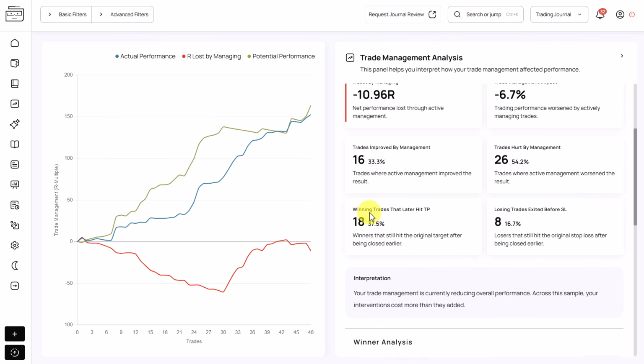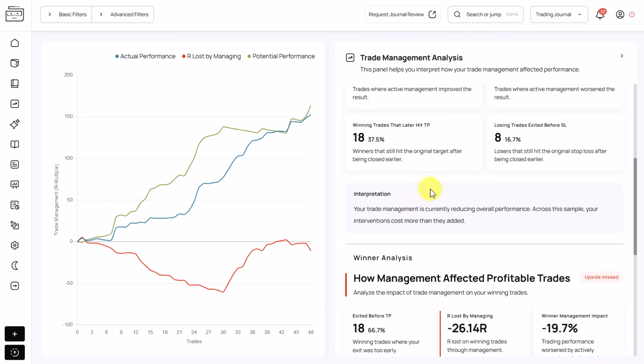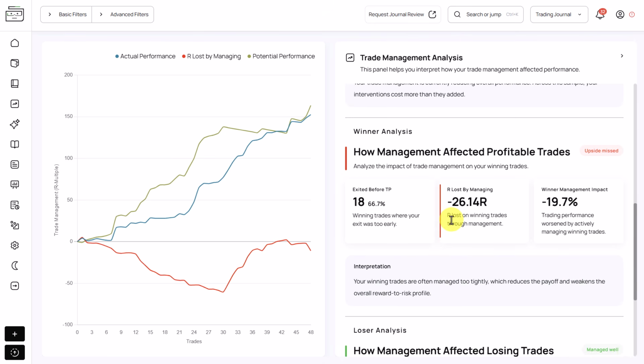And then you can see also winner trades that later hit take profit. So the trader exited 18 winning trades that would have gone on to hit his take profit. And here you can see a similar statistic for losses. But we can dig much deeper into winners and losses here.